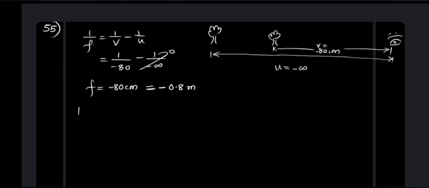Okay? Now power is going to be equal to what? 1 upon focal length, which is given in meters. So 1 upon minus 0.8 meters, which is going to be minus 1.25 diopters. This is going to be the power of the lens which is given. So see, the power came negative, that means it is a concave lens. Concave lens means it is myopic. The person is myopic. Okay.